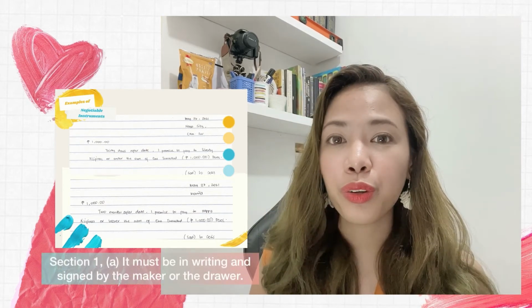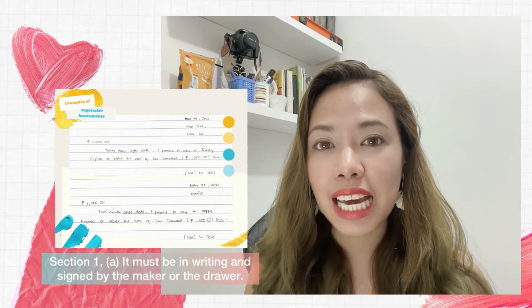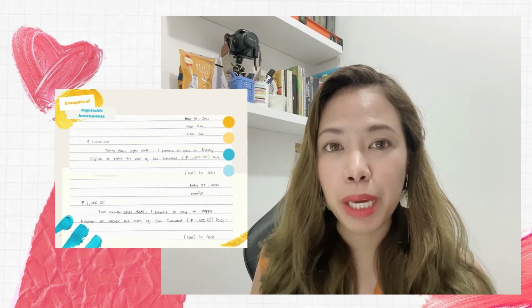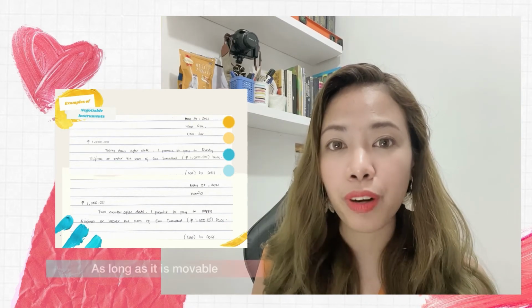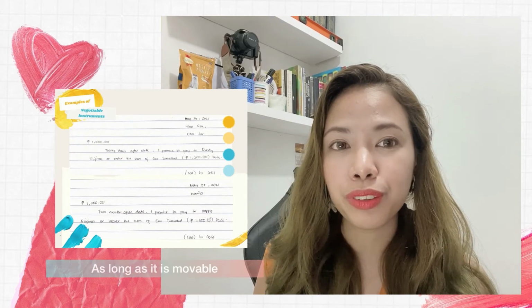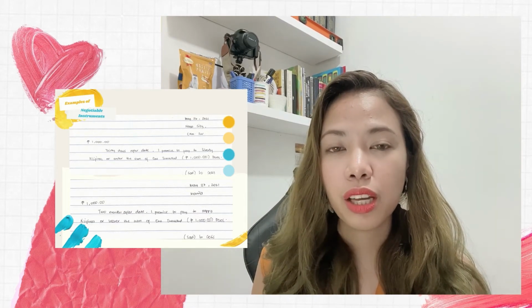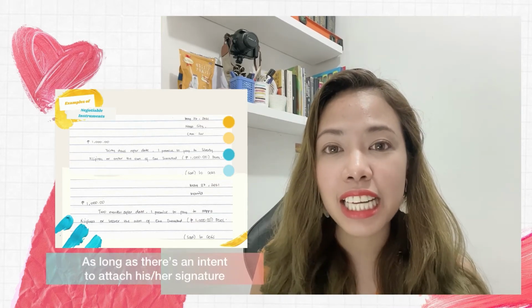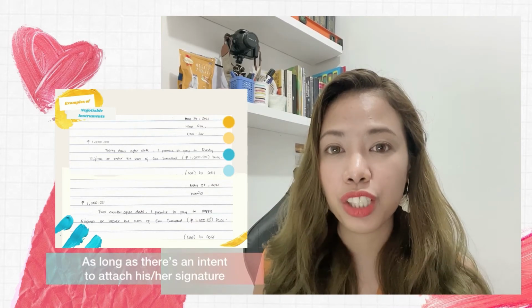Section 1, letter A, it must be in writing and signed by the maker or the drawer. Writing, it must be in a paper or a substitute of a paper, as long as it is movable. Signatures such as symbol, thumb mark, initials, etc., as long as there is an intent to attach his or her signature.